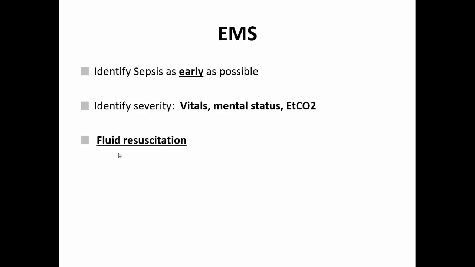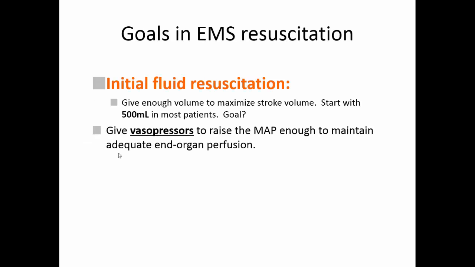What can EMS do? Well, try to identify sepsis early so that in the hospital the patient's septic care can begin earlier. And then EMS can obviously do fluid resuscitation. Our goal is to give enough fluid to maximize patient stroke volume. We start with a 500 milliliter bolus. What's the goal? Well, the goal is to at least get the patient's blood pressure back to normal, but the real goal is to try to improve perfusion at the cellular and tissue level. If we have to give pressors, then we want to raise the mean arterial pressure enough to maintain intra-organ perfusion as well.